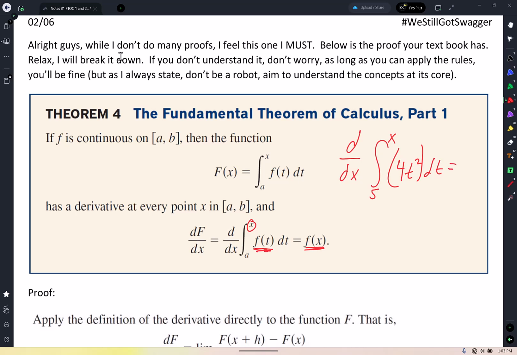So if I take that derivative, that just means I can switch the t to an x, and I can call that 4x squared. So that's all it means. It says the derivative of this elongated S, or this integral here, is just 4x squared. We're going to do the proof of why.